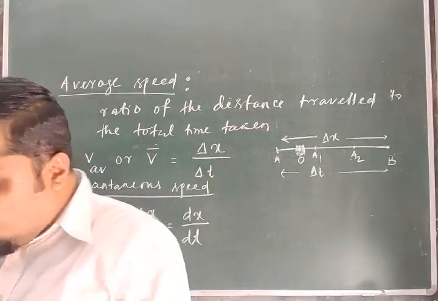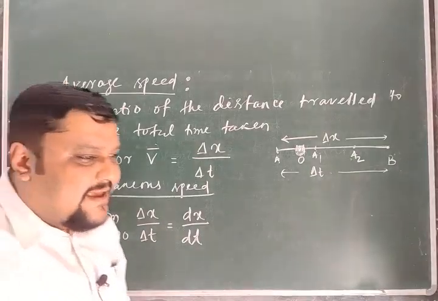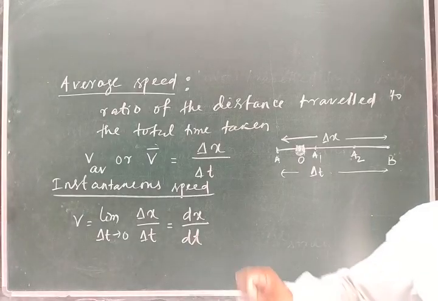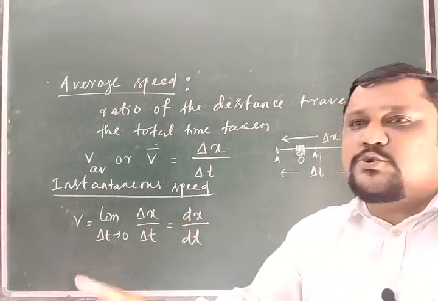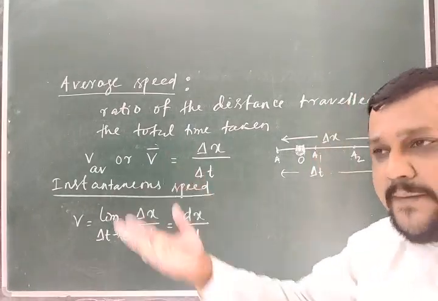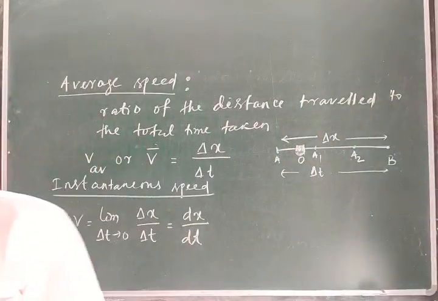Okay, and as you know, this instantaneous speed is measured by the speedometer. In our vehicles, we measure this instantaneous speed by the speedometer. So when you are moving in the vehicle, the speedometer shows you at a particular instant what the speed is. Now it is 40, then 30, then 50, like that. That is, the speedometer measures the instantaneous speed.